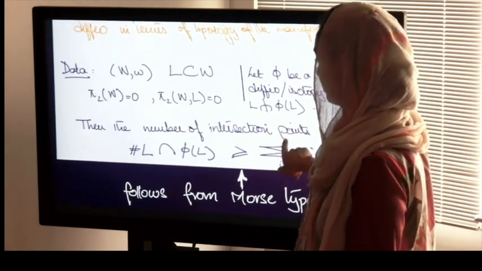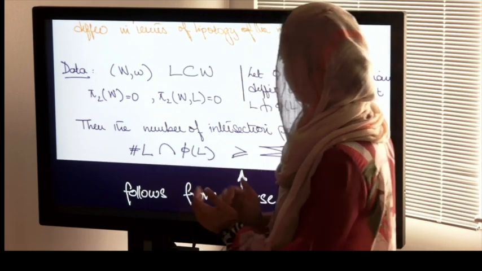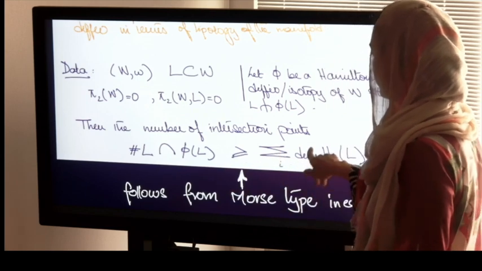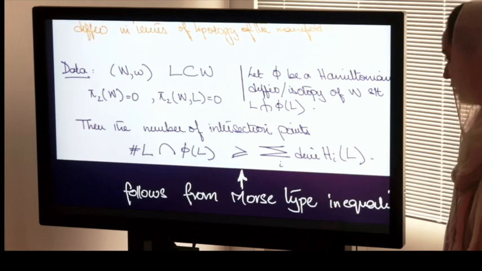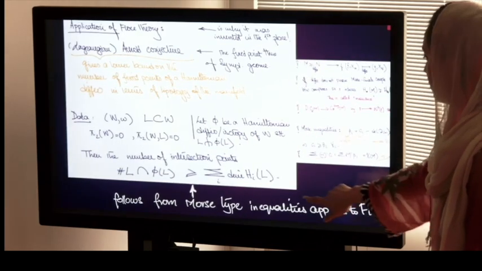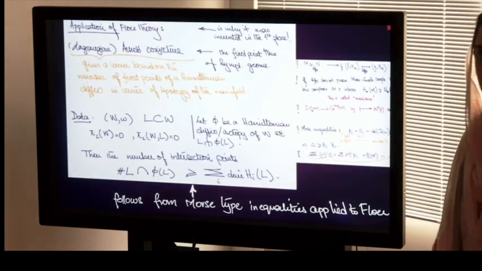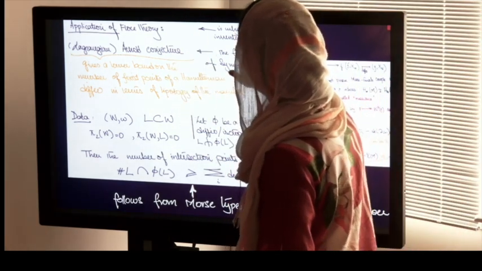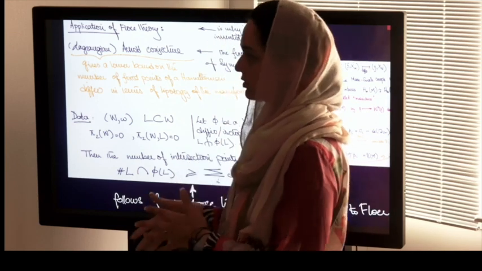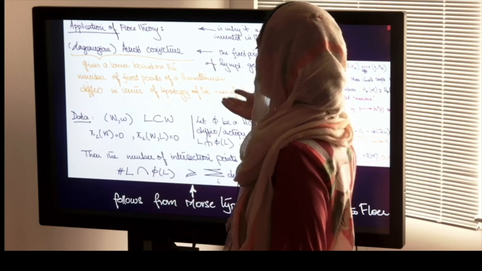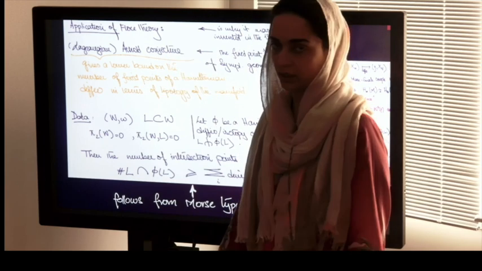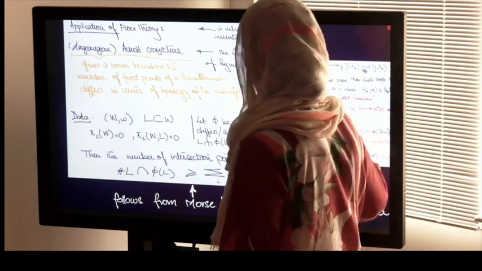Then the number of intersection points of L with its isotopy is greater than or equal to the sum of the dimensions of the homology of the Lagrangian. This just follows from Morse-type inequalities when you apply them to the Floer complex. In fact, Arnold's conjecture has been solved by several people in different variants. It was initially proved by Andreas Floer, and he basically invented Floer theory.